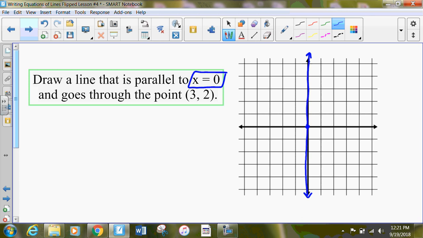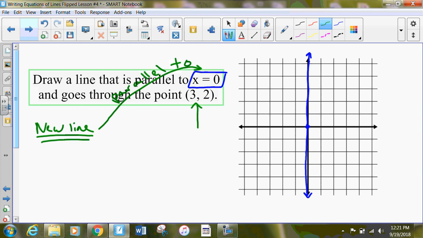And that makes sense because every single point on this line, x equals 0, has x equal to 0. Every single point. That's why its name is x equals 0. All right, so that's our old line. So our new line, we want our new line to be parallel. So our new line has to be parallel to our old line and also include this point.